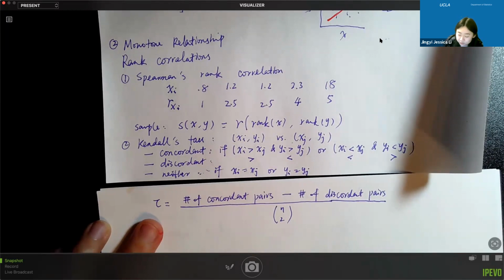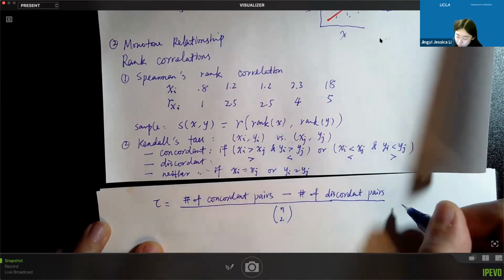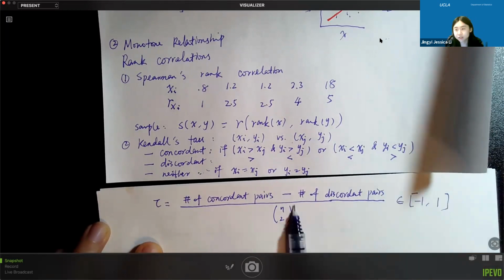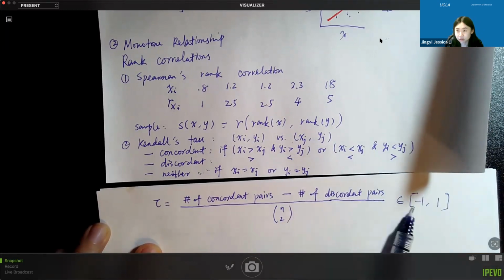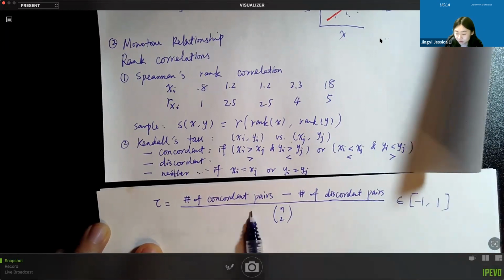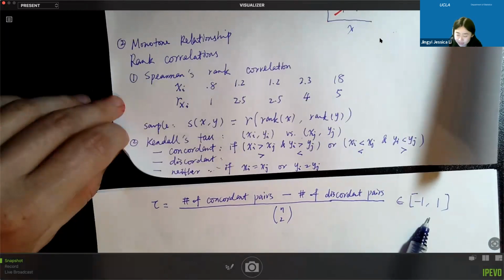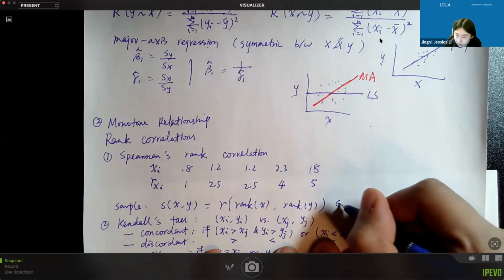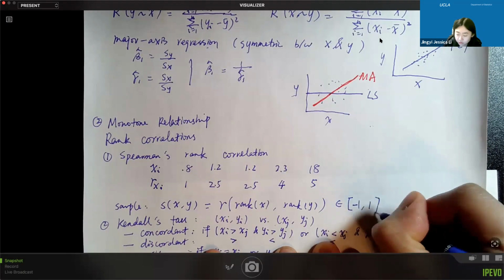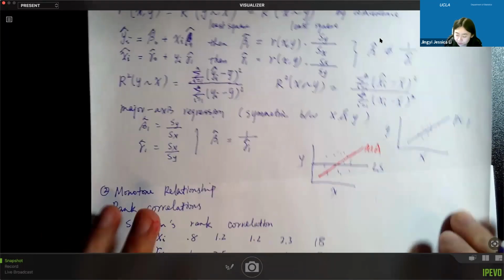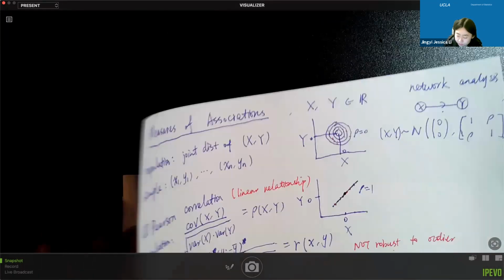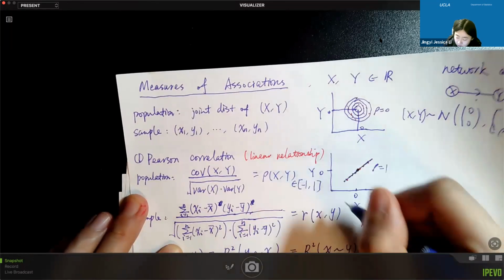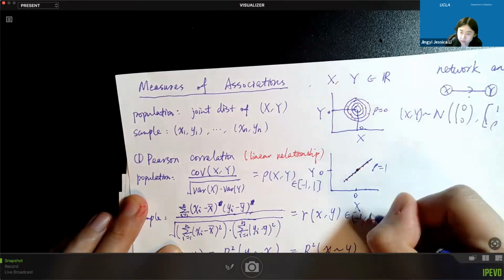Okay, so for Kendall's tau, with this definition, its range is from -1 to +1. When all the pairs are discordant, -1. When all the pairs are concordant, +1. And I forgot to say that Spearman correlation also has the same range as the Pearson correlation. So it's -1 to +1. And for Pearson correlation, both its population version and sample version are from -1 to +1.